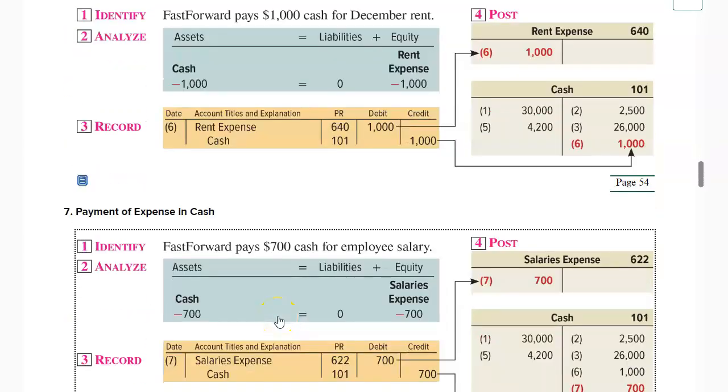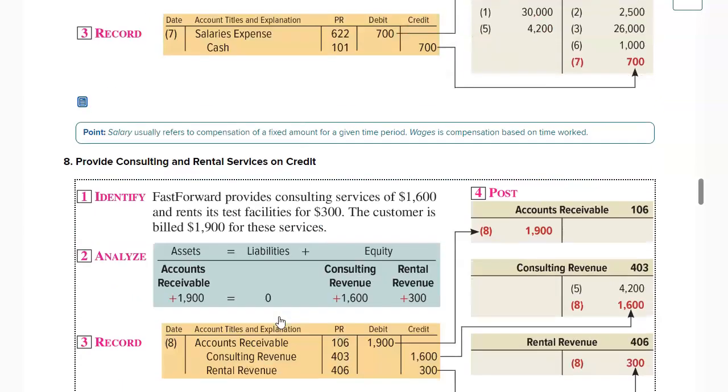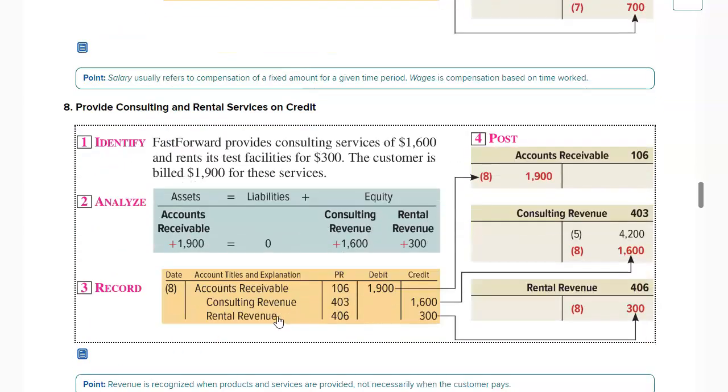Let's do one more here if I can find it. Here we go. We provided services of $1,600 and rented part of its test facilities to a customer for a total of $1,900 on credit. The reason we know it's on credit is because he was billed for it. It didn't say we collected it. It was billed for. That means we sent him a bill. He's going to pay it later.